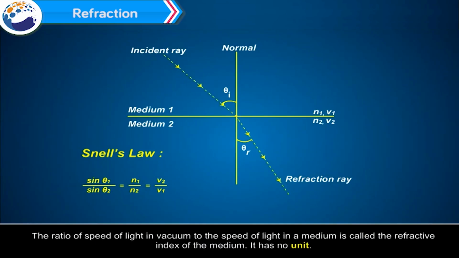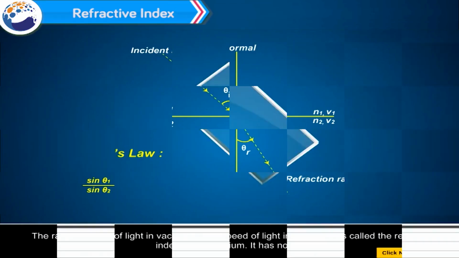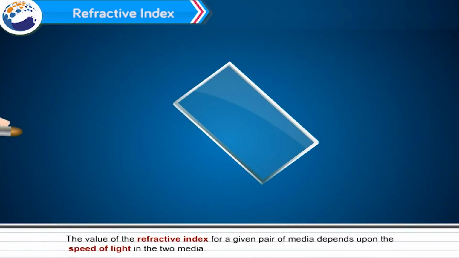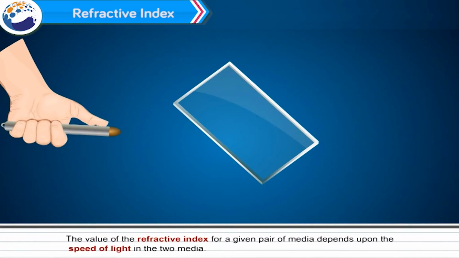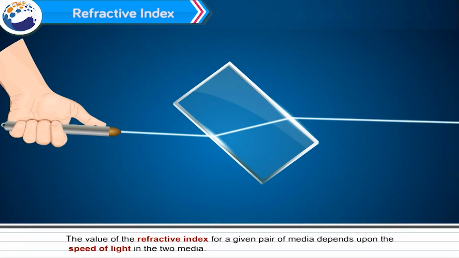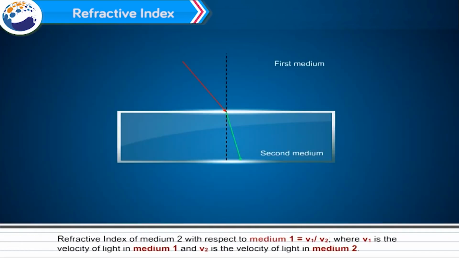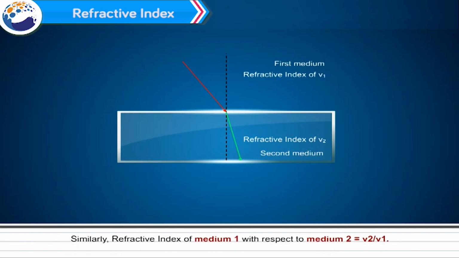The ratio of the speed of light in vacuum to the speed of light in a medium is called the refractive index of the medium. It has no unit. Refractive index. The value of the refractive index for a given pair of media depends upon the speed of light in the two media. Refractive index of medium 2 with respect to medium 1 is equal to V1 divided by V2, where V1 is the velocity of light in medium 1 and V2 is the velocity of light in medium 2. Similarly, refractive index of medium 1 with respect to medium 2 is equal to V2 divided by V1.